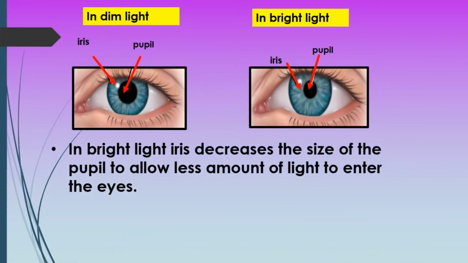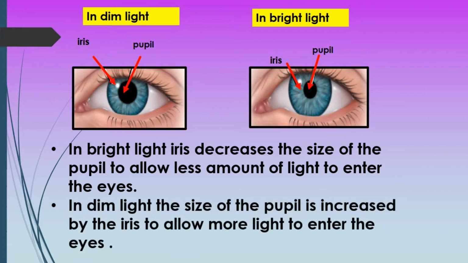In bright light, iris decreases the size of the pupil to allow less amount of light to enter the eyes. In dim light, the size of the pupil is increased by the iris to allow more light to enter the eyes. In this way, iris regulates the amount of light entering the eyes in dim light and also in bright light.